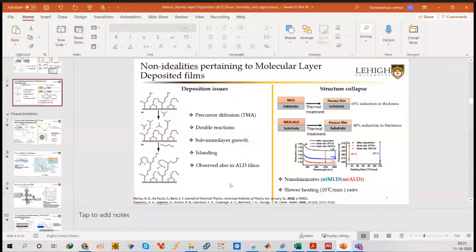And how do I know if the molecules are bending? You cannot do any characterization for that, but you can do some density functional theory calculations to see what happens. So sometimes that is a possibility, and that's what happens. This is called double reactions, and this is very commonly seen in molecular layer deposition.